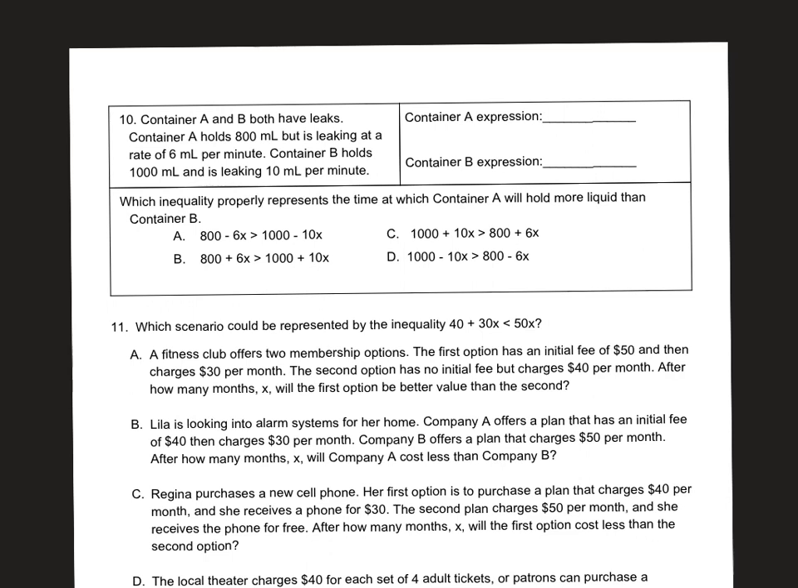So which inequality properly represents the time at which container A will hold more liquid than container B? So I want that more than as I compare A to B. Well, let me just go write container A's expression. We know it started off with 800 mLs, but it's leaking, so that's minus 6 mLs per minute. And then I have 1,000 mLs, and that's leaking at 10 mLs per minute. And I want to know when container A is going to hold more liquid than container B.